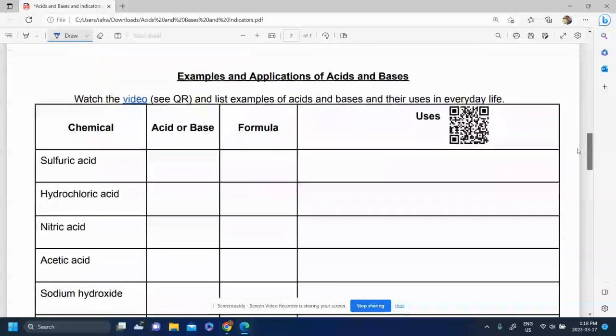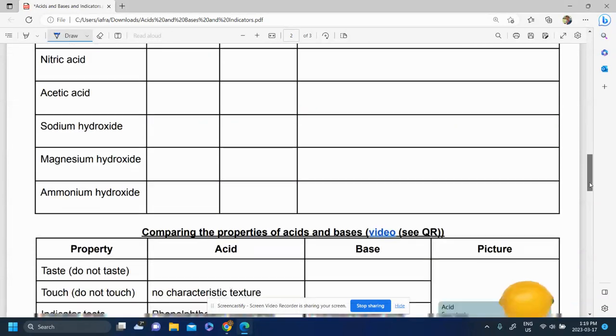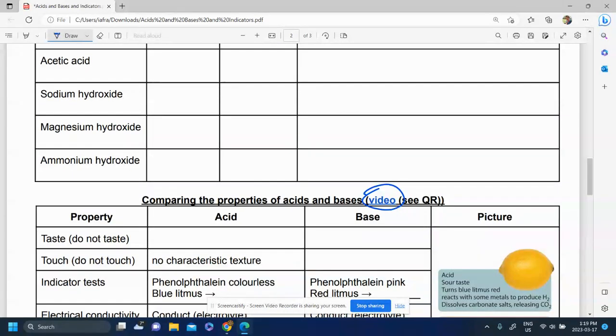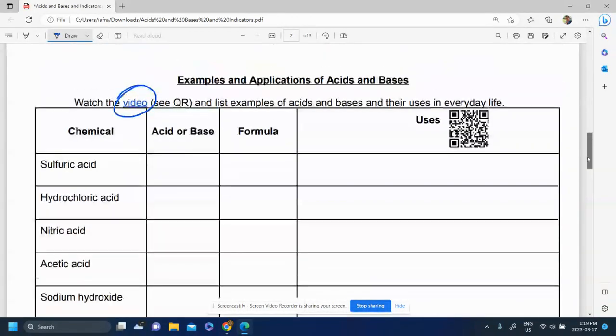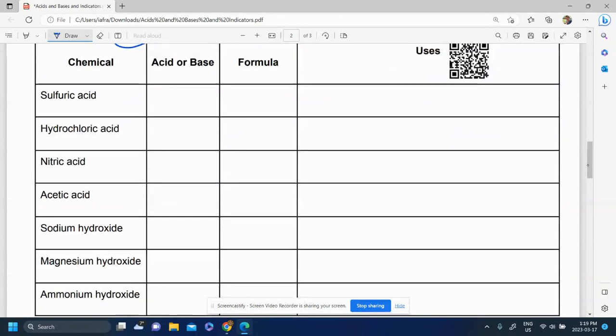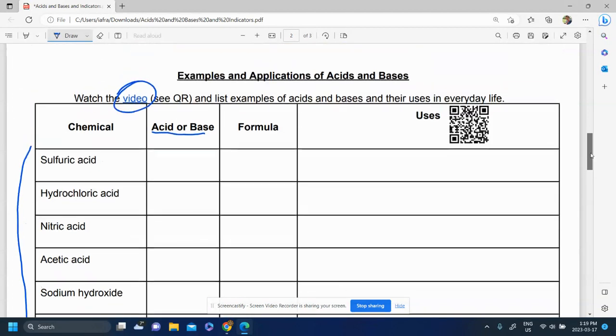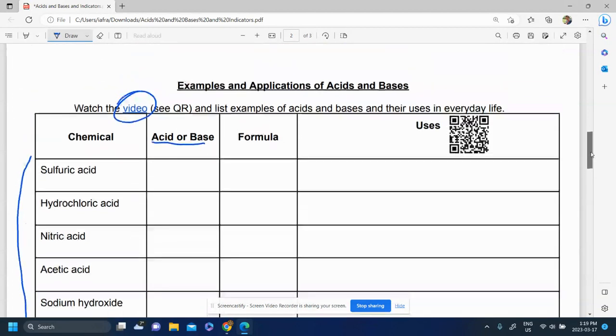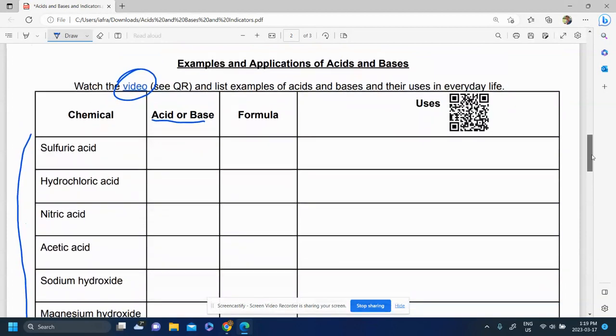Part of your task will be to go through the videos in your handout. So there's a video here, and in that same video, you can also just click here. You'll learn about examples of acids and bases. So here you'll have a list of acids and bases, and you'll have to go and classify these as either acid or a base. You'll have to write out its formula based on what's shown in the video, or based on the nomenclature and formula lesson you've done already. And then you're going to write down some of the uses of that acid or base.